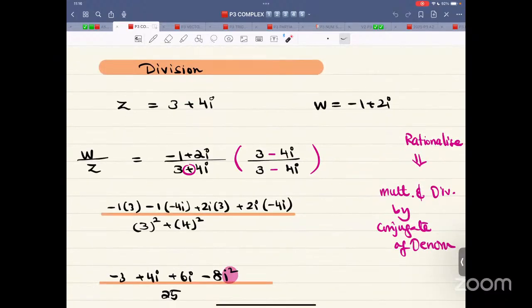Division. How do we get the division thing right? So we multiply and divide by conjugate of denominator. This is rationalization, just like what we do with surds. So over here, this rationalization is for complex number. So this is the basic idea.